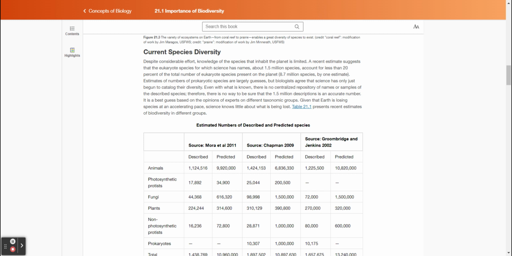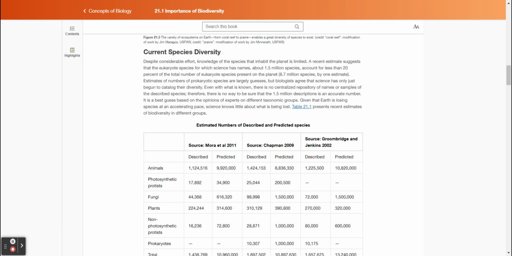Estimates of numbers of prokaryotic species are largely guesses, but biologists agree that science has only just begun to catalog their diversity. Even with what is known, there is no centralized repository of names or samples of the described species. Therefore, there is no way to be sure that the 1.5 million descriptions is an accurate number. It is a best guess based on the opinions of experts on different taxonomic groups. Given that Earth is losing species at an accelerating pace, science knows little about what is being lost.